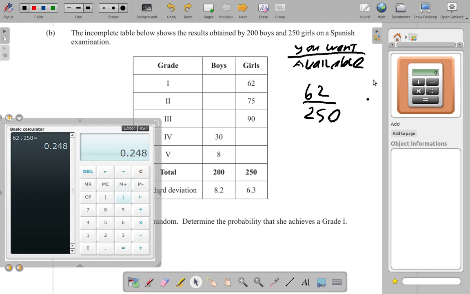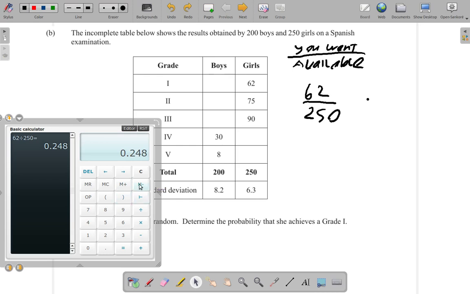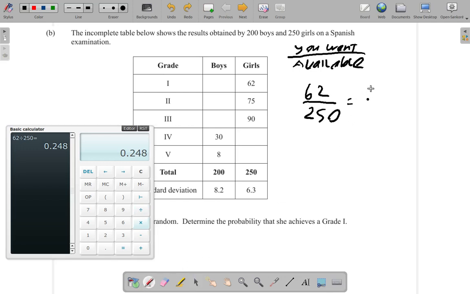What is 62 over 2? Let's do it as a fraction. 62 over 2 is what? 31. The same as 31 over, it is 250 over 2, 125. 31 over 125, which is the same as 0.248, is the probability. You could say 24.8%, but one way to put it, 31 over 125 or 0.248 is the probability here.